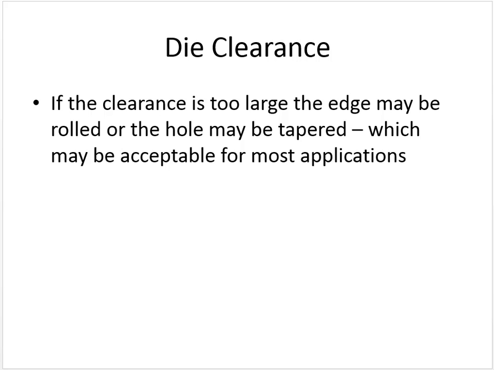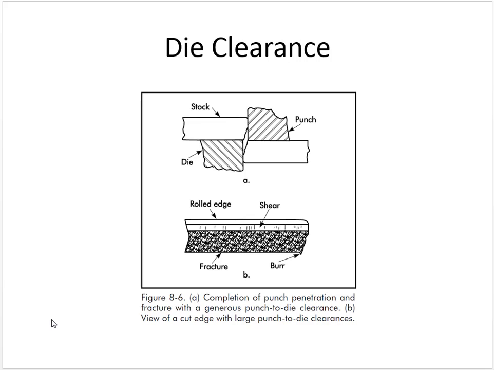If the clearance is too large, the edge may be rolled. You see that on the wrench. On the wrench the edges were slightly rolled. If you had too much die clearance, the edges on the shear side would be very rolled, so you can't really have that. Here's a picture of too much die clearance. We're calling it generous die clearance. You see the rolled edge here, you see a nice shear edge, and then there's a fracture surface, and then you're left with a burr on the side. That's too much die clearance.